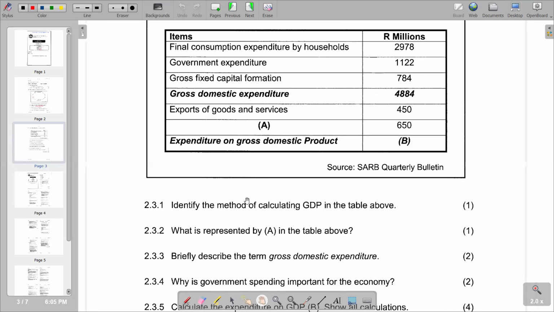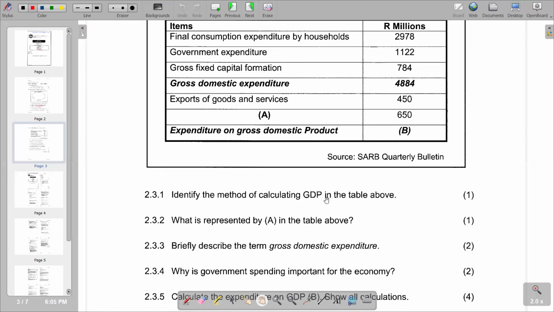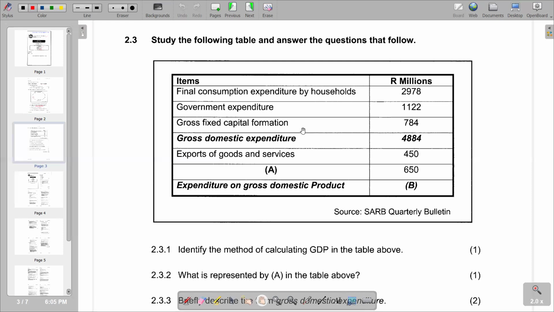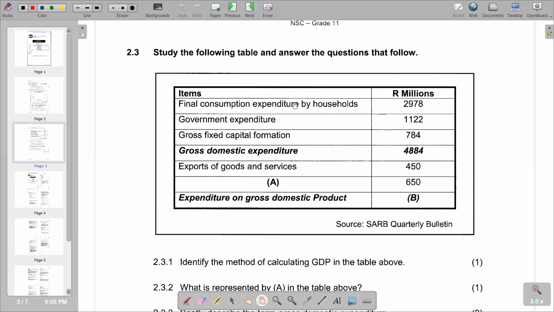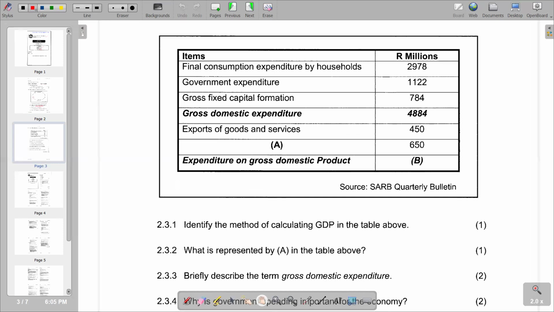So we go down. The first question says, identify the method of calculating a GDP in the table above. Remember, GDP stands for gross domestic product. And they're asking about the method of calculating that is being depicted there. We can just try to see, we see that the components we've got are expenditures, and finally the figure that we have has got a description of expenditure on gross domestic product. Obviously, this is an expenditure method. So basically, we are saying the method that we have is an expenditure method.